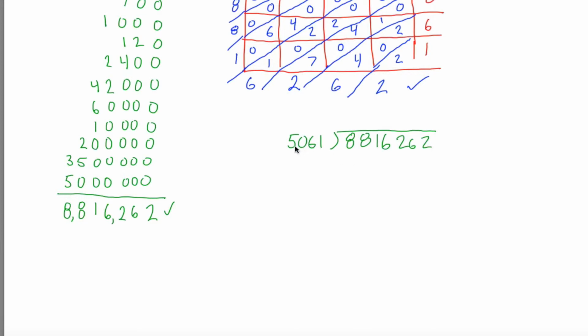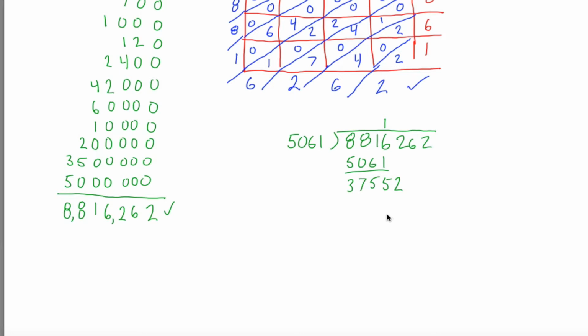Well, what I got to do is stare at this 5061 number and say, well, it can't go into 8 or 88 or 881, but it could go into 8,816. It could go in one time. And 1 times 5061, I could then subtract. 6 minus 1 is just 5. 1 minus 6, I can't do it, but 11 minus 6 is 5. So that 8 changes into a 7. 7 minus 0 is just 7. 8 minus 5 is 3. Get something like this. And now you bring down this 2.